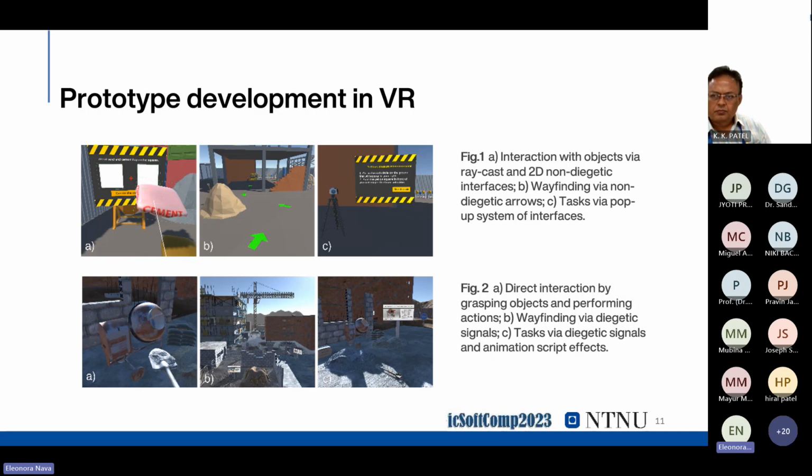In contrast, on the bottom part of the slide, the high realism scenario involved direct interaction with objects, including grabbing, moving, and using them directly, and relied on diegetic signage for user guidance.